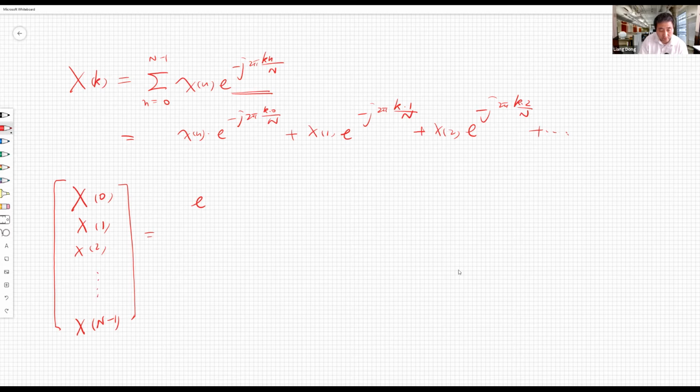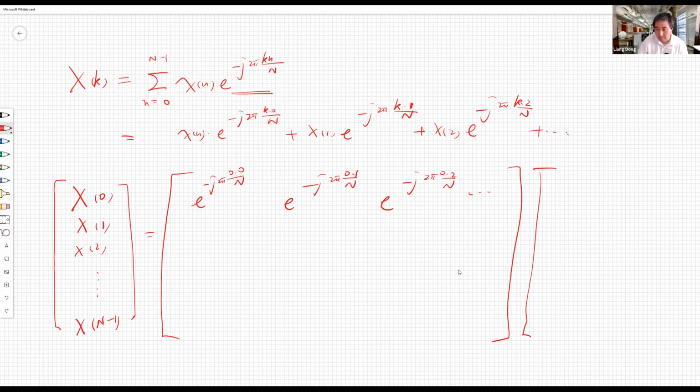matrix form. So for the first one, X0 is e to the negative j 2 pi, k is 0, n is 0, so it's 0 times 0, divided by capital N. The second term is e to the negative j 2 pi, k is 0, and then we have a 1 here, so times 1 over N. Then e to the negative j 2 pi, 0 times 2 over N. This is going to multiply by the signal x0, x1, this is the time domain signal, x2, all the way to x[N minus 1].